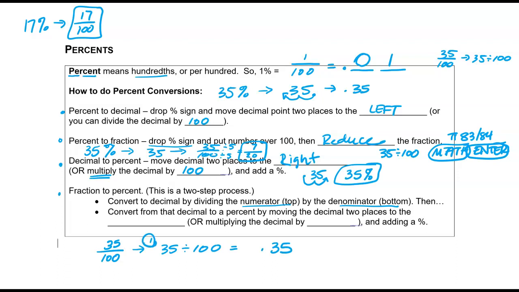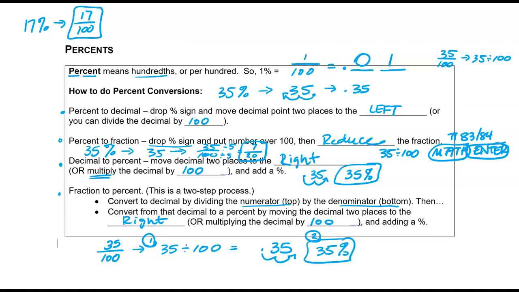And then step two is I'm going to convert that decimal to a percent by moving the decimal 2 places to the right, or really we're just multiplying by 100, and then I'm going to add a percent sign. So step two is I'm going to move that decimal 2 places to the right and get 35, and then I add a percent. So I went from the fraction to a percentage.